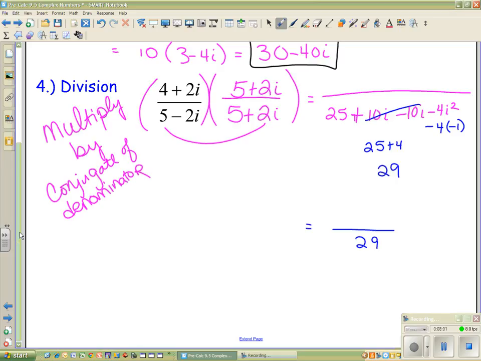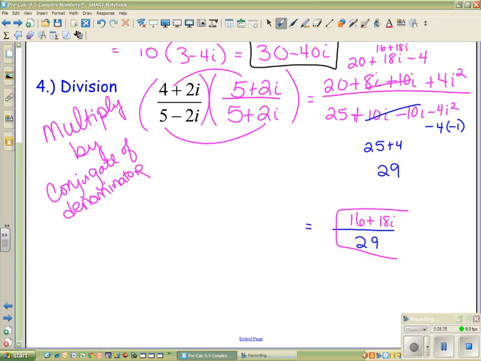Now go to the top and FOIL out the top. 5 times 4 is 20. The outers produce 8i, the inners produce 10i, and the last times the last is 4i squared. Simplify. On top, I'm going to have 20 plus, that's 18i when I bring those like terms together, and a minus 4. 20 minus 4 is 16 plus 18i. So I'm going to end up with 16 plus 18i over 29.